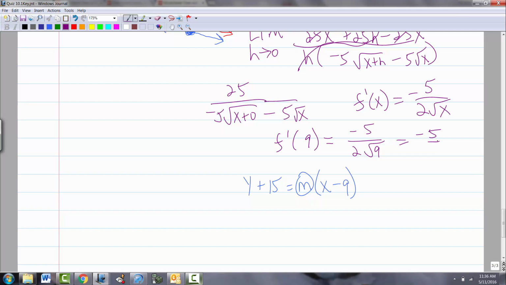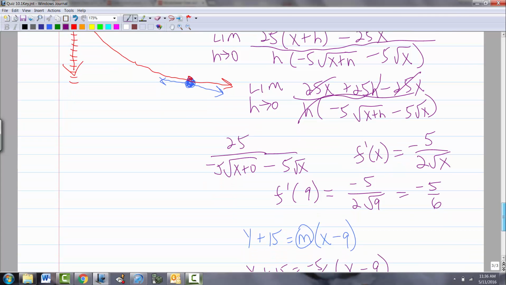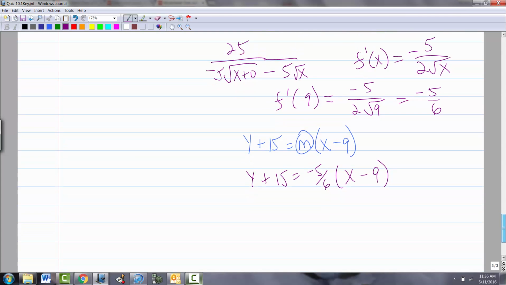So -5/6. So it's y plus 15 equals -5/6 times x minus 9. And then if we look at this picture right here, it's at least a negative slope, right? You know, again, this is just a sketch. So drop 5, run 6, kind of close, I guess. Probably made it look a little bit less steep than it really is, but that's fine.